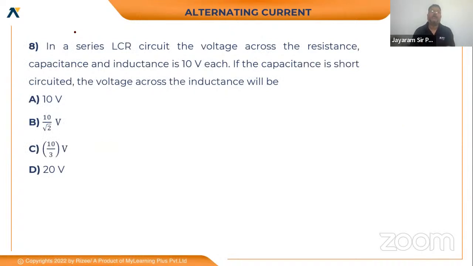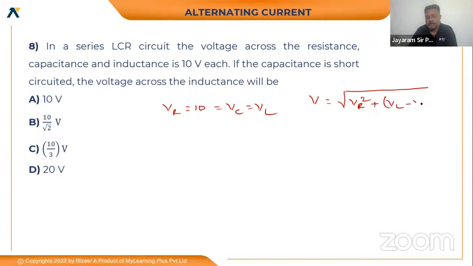In a series LCR circuit, voltage across the resistance, capacitance, that means he has given VR is equal to 10, which is also equal to the VC. Then your total potential difference can be written as VR square plus VL minus VC whole square. Since both of them are the same, output voltage is equal to VR only. So this is the initial condition, and output voltage is also equal to 10 volts.